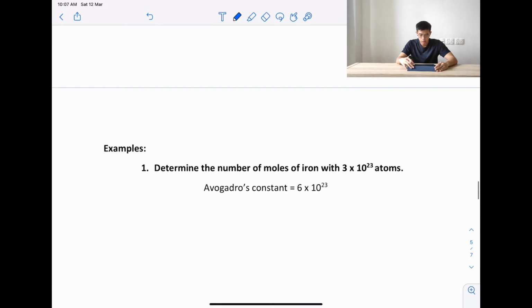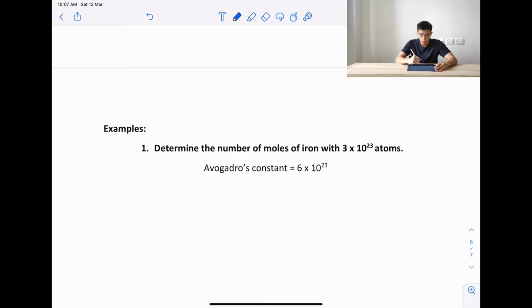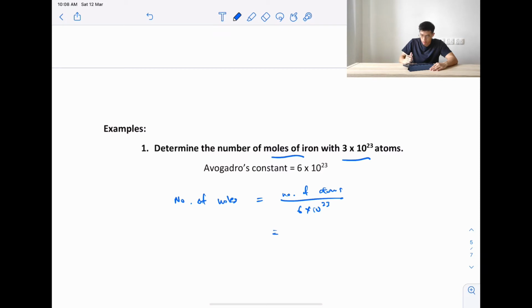So first example, let's look at this. The number of moles of iron, with 3 times 10 to the power 23 atoms. So the number of moles here is equal to the number of atoms divided by the Avogadro's constant. So we'll get 3 times 10 to the power of 23 divided by 6 times 10 to the power of 23. So we cancel and cancel. We'll get half over here, 0.5 mole.